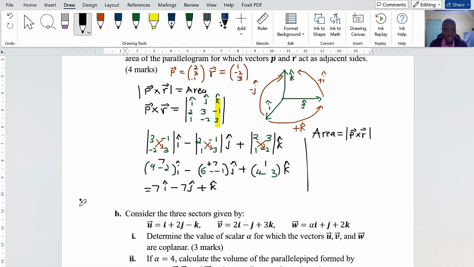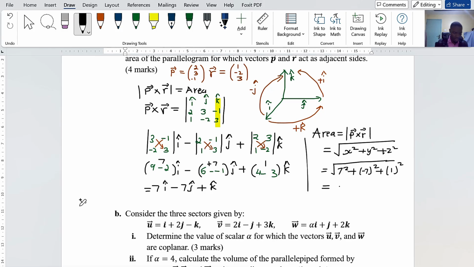Now to get the magnitude, it's just the square root of x squared plus y squared plus z squared. What do we have? Square root, the coefficient of x is 7 squared, plus -7 squared, plus for z we have 1 squared. Now using your calculator, you should have this. So let me use my calculator to solve that.